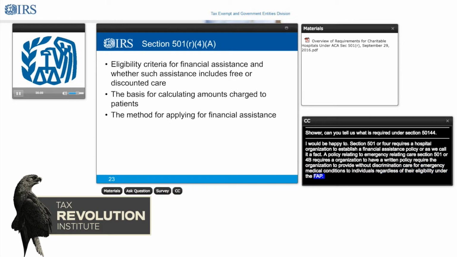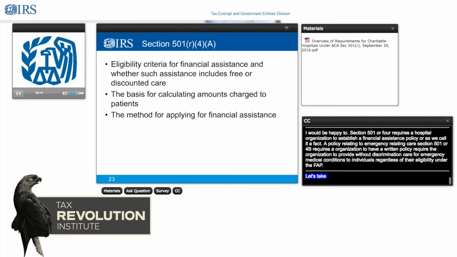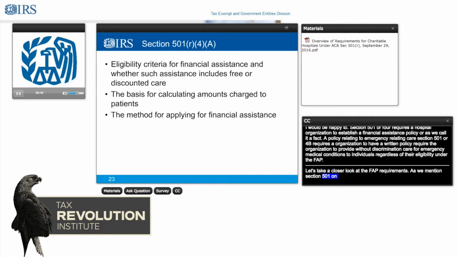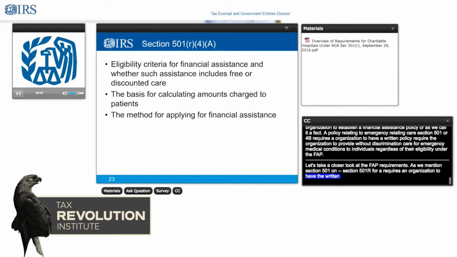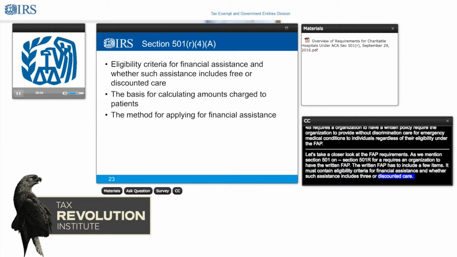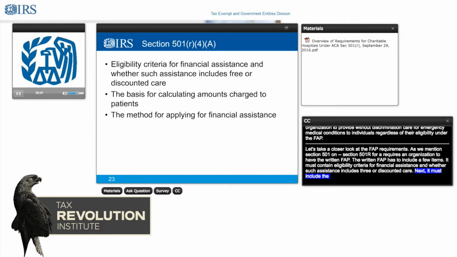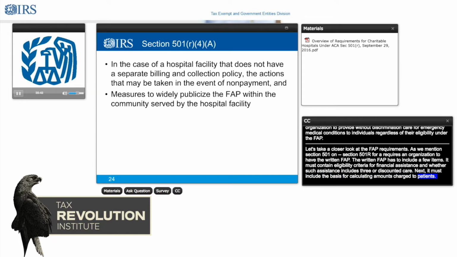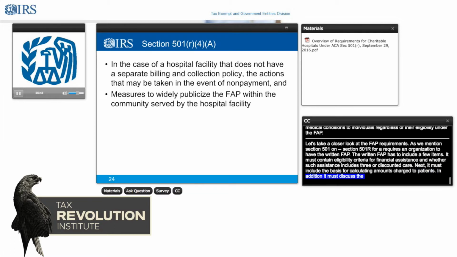Let's take a closer look at the FAP requirements. As we mentioned, Section 501(r)(4)(A) requires a hospital organization to have the written FAP. The written FAP has to include a few items. First, it must contain eligibility criteria for financial assistance and whether such assistance includes free or discounted care. Next, it must include the basis for calculating amounts charged to patients. In addition, it must discuss the method for applying for financial assistance.